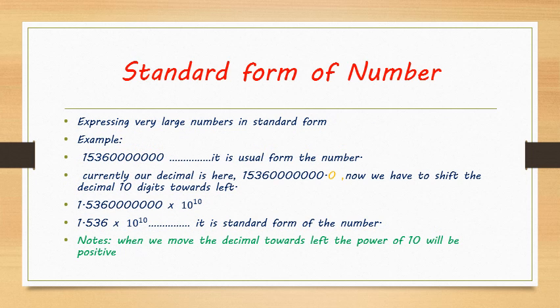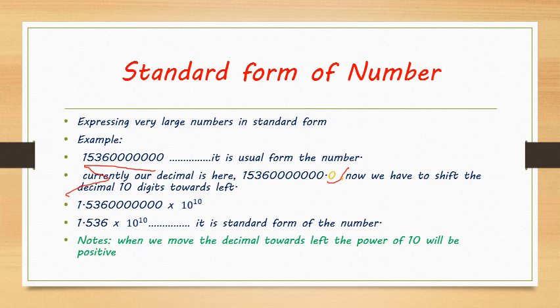Now how can we express a very large number in standard form? Suppose we have this example here: 15360000000. It is the usual form of the number, conventional notation. Now currently, where is the decimal? It doesn't mean that it doesn't contain a decimal. The decimal is on the extreme right, that is here.